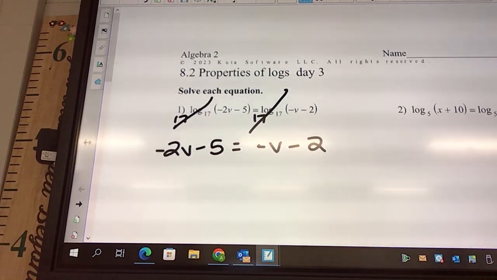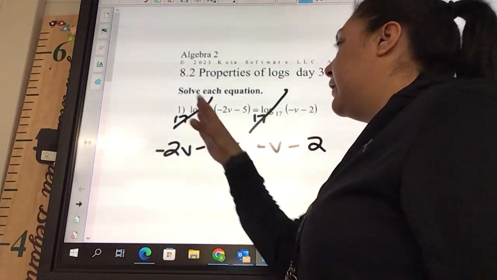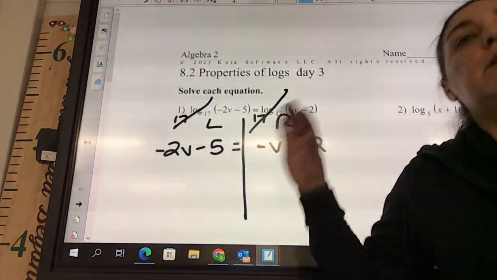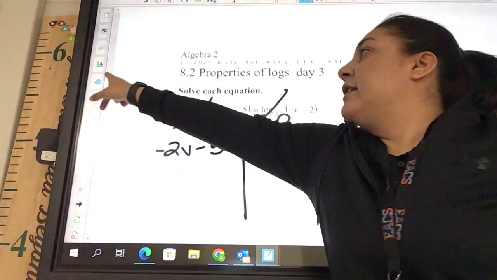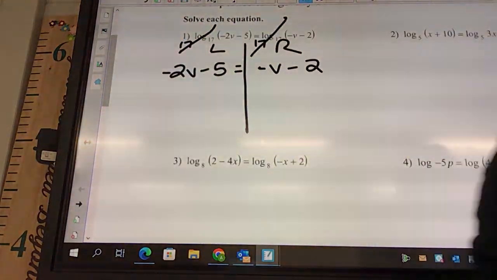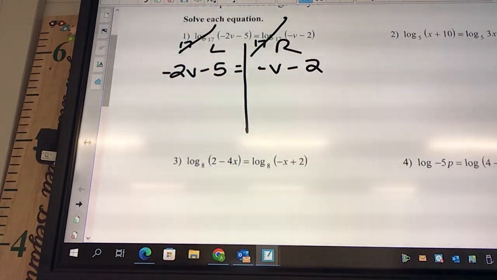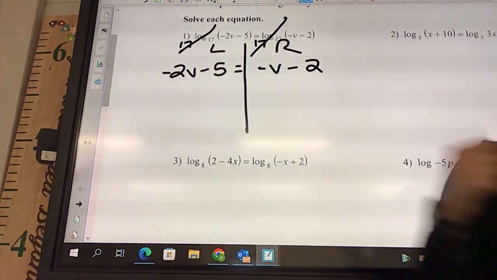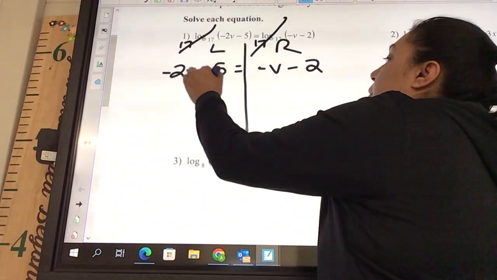The way that I do this, especially for those of you that have not had me all year, is the letters go to the left of the equal sign. You could separate this into two sides, left and right. The letters go to the left and numbers go to the right. So negative 2v, is that a letter or a number? It's a letter. If it has a letter in it, then it's a letter. So that's already on the left, so we don't need to move it. Minus 5, is that a letter or a number? It's a number, so it does need moved. So we're going to say plus 5.